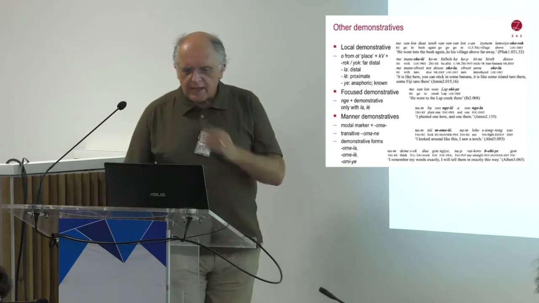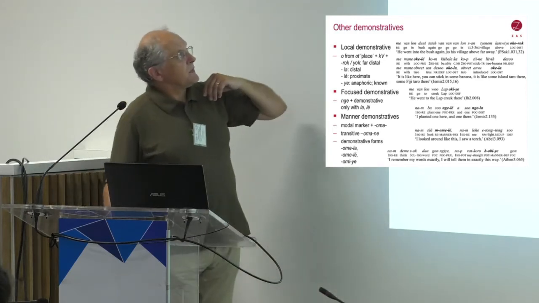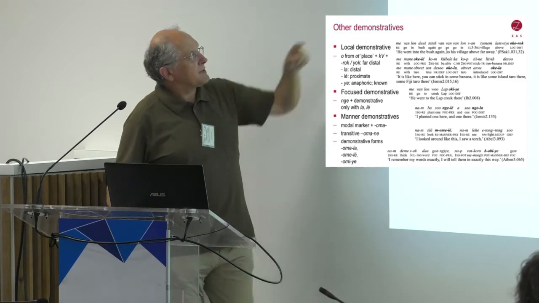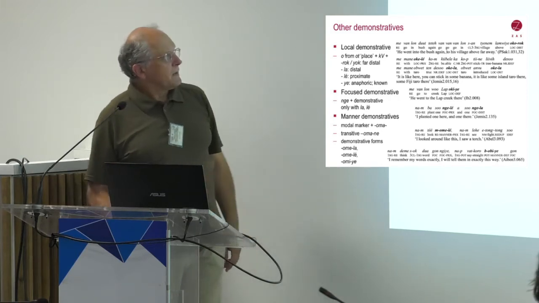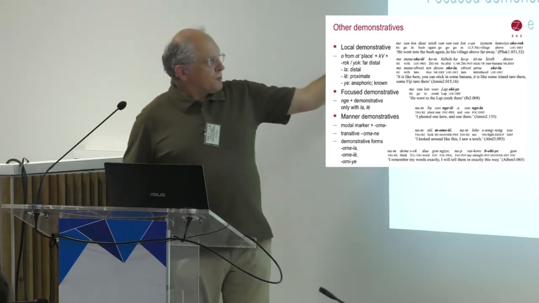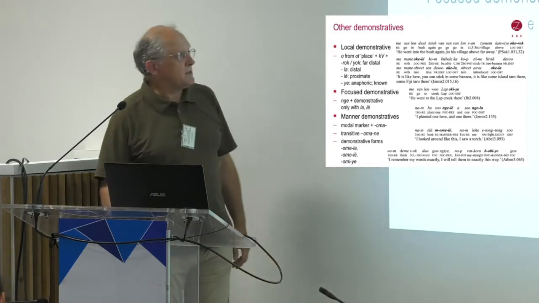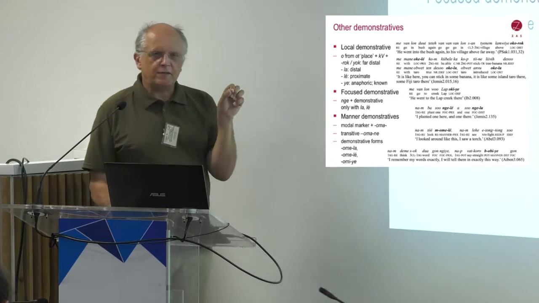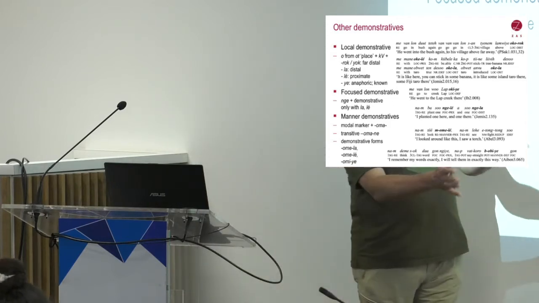There are other demonstratives, local demonstratives, that can be formed with these forms: o from odd for place plus k plus one of these four items. We have a far distal here as well. We have a combination of the demonstratives with a focusing element nge. We find this only with la and le, not with ye, not with the anaphoric, and I think it's quite clear that an anaphoric item and a focusing item don't go together very well. Like here, for example, I planted one tower here and one there.